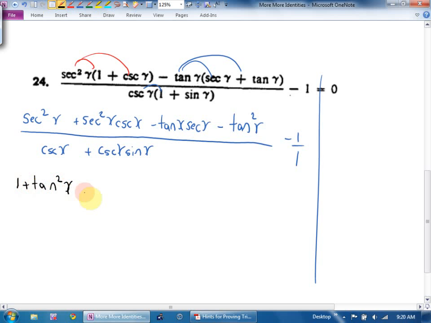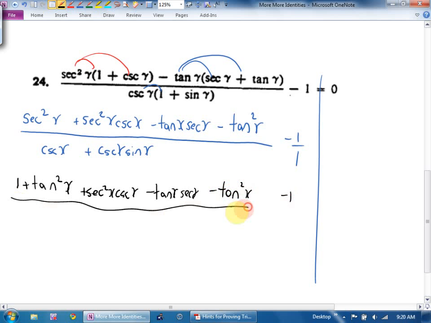plus secant squared cosecant minus tan secant minus tan squared minus 1 all over cosecant plus cosecant sine. And something good happens. I got a plus tan squared and a minus tan squared. So now I have 1 plus secant squared cosecant minus tan secant.